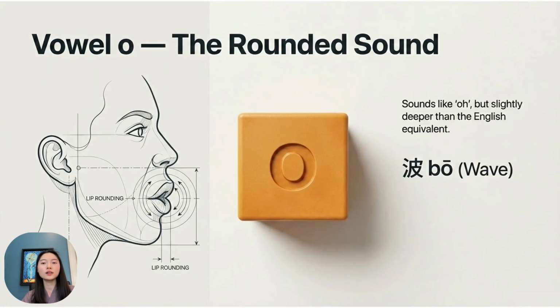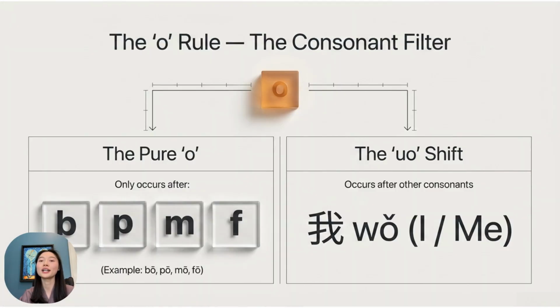Vowel o. Round your lips like you are saying oh. Slightly deeper than the English o. O like bo, wave. In Mandarin, the pure o sound only appears after b, p, m, and f. When you see o after other consonants, like in 我, it's actually a different sound. 我. We will cover that later.